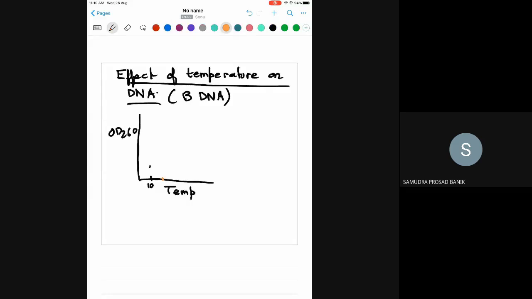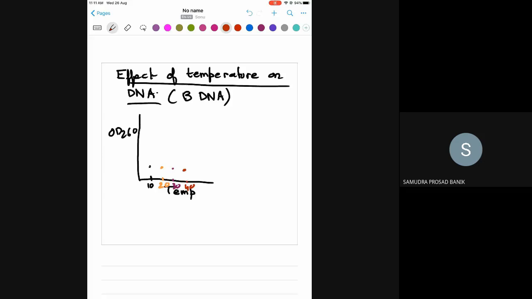At 20 degrees centigrade, what will happen to the OD260 value? Will it be here? Yes or no? Tell me. At 10 degrees centigrade, you have a certain OD260 value. Let's say at 20 degrees centigrade, or at 30 degrees centigrade, what is going to happen? Will it stay like this? So what will happen?